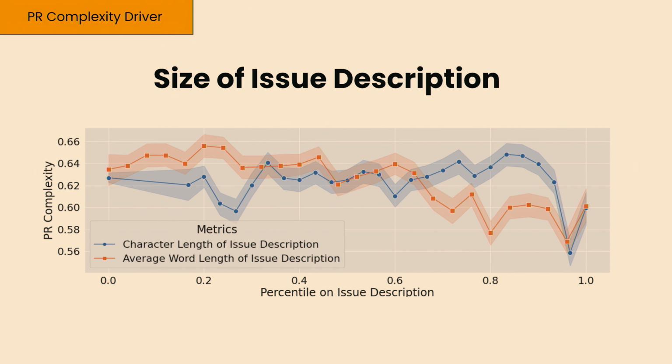So I'm almost done with the charts. I promise there's only a couple more. Here we're actually looking at the inverse relationship. So what actually drives the pull request complexity? And this one is quite interesting.